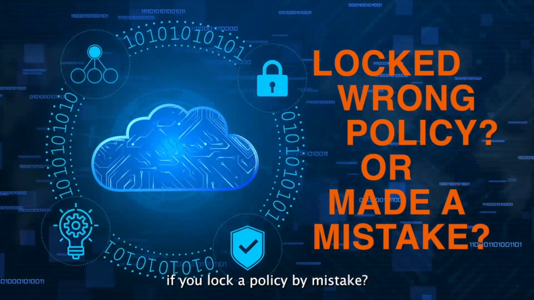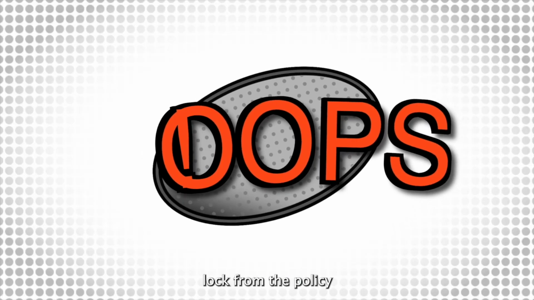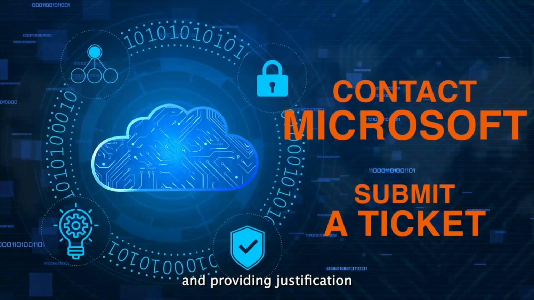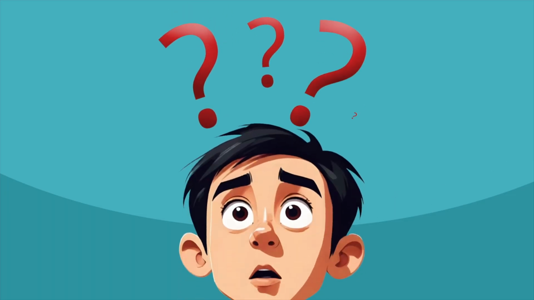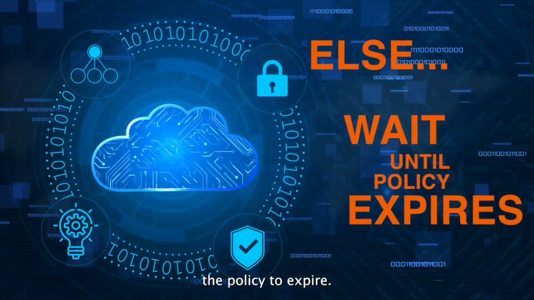What happens if you lock a policy by mistake? You can contact Microsoft to remove preservation lock from the policy by opening a ticket and providing justification for your removal request. But if Microsoft is not willing to remove the lock, there is nothing you can do aside from waiting for the policy to expire.